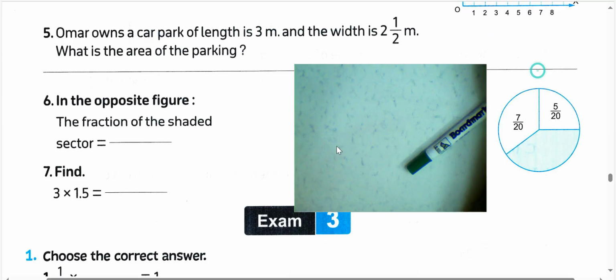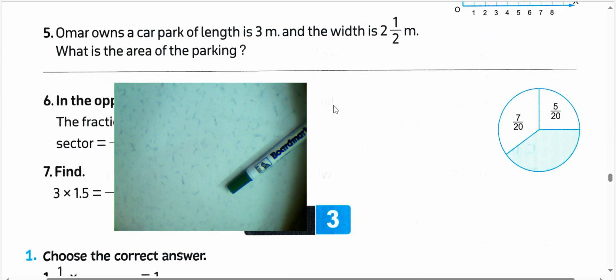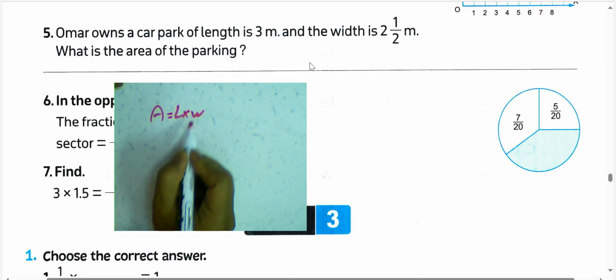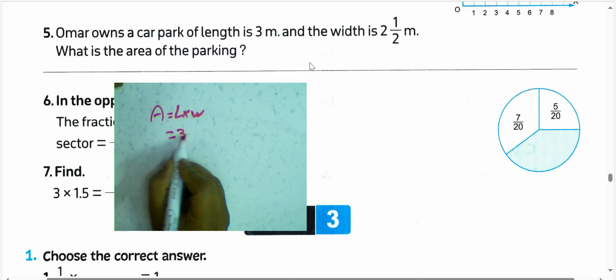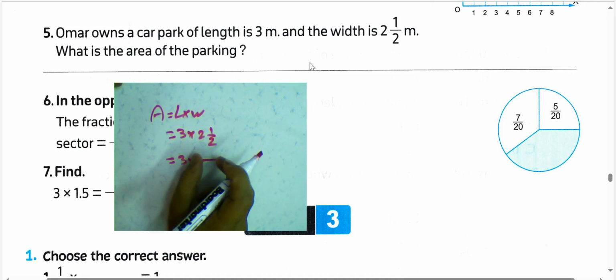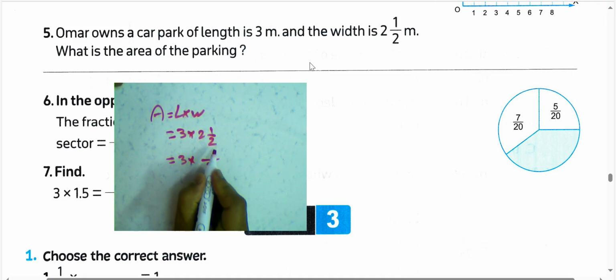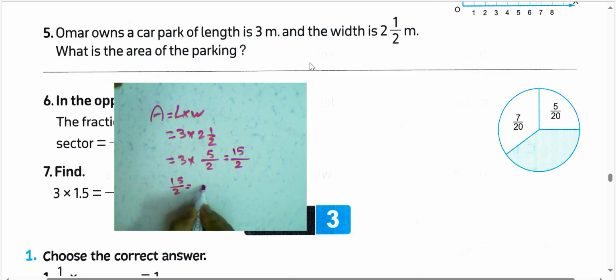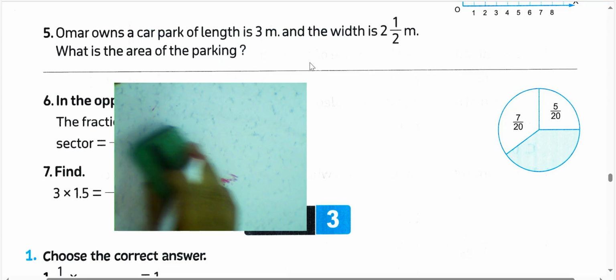Omar owns a car park. Length 3 meter and width is 2.5 meter. What is the area of parking? The area of parking is length times width, product between two dimensions. Length was 3 meter and width 2.5. We can write 3 product by 2.5. We can convert from mixed number to improper. Write 2 in the numerator, 2 times 2 is 4 plus 1 is 5. And then you can simplify, 3 times 5 is 15 and 2. 15 divided by 2, we can simplify it. 15 divided by 2 equals 7 and the remainder 1. Then the result will be 7.5 square meter.